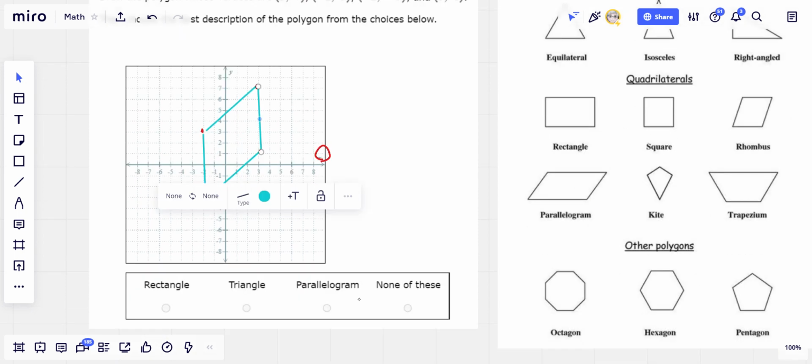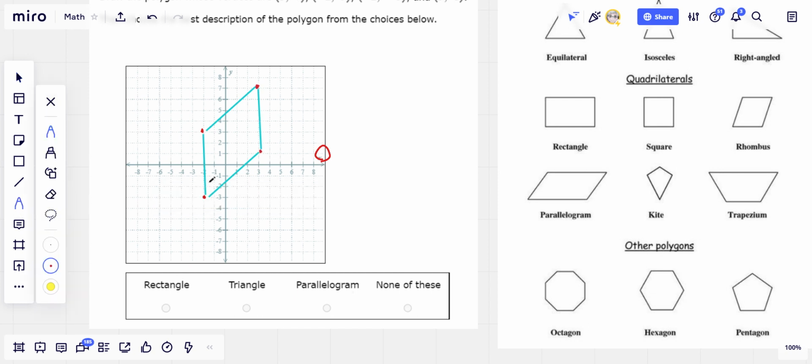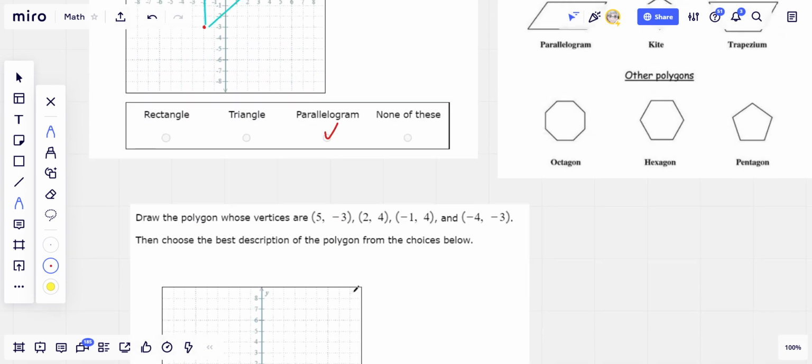And let's see what our choices are: rectangle, triangle, or parallelogram. It's not a rectangle because rectangles have all their angles as right angles, and these aren't right angles. This one's smaller than 90 degrees, this one's bigger. So this has got to be a parallelogram. Let's try another one of these.